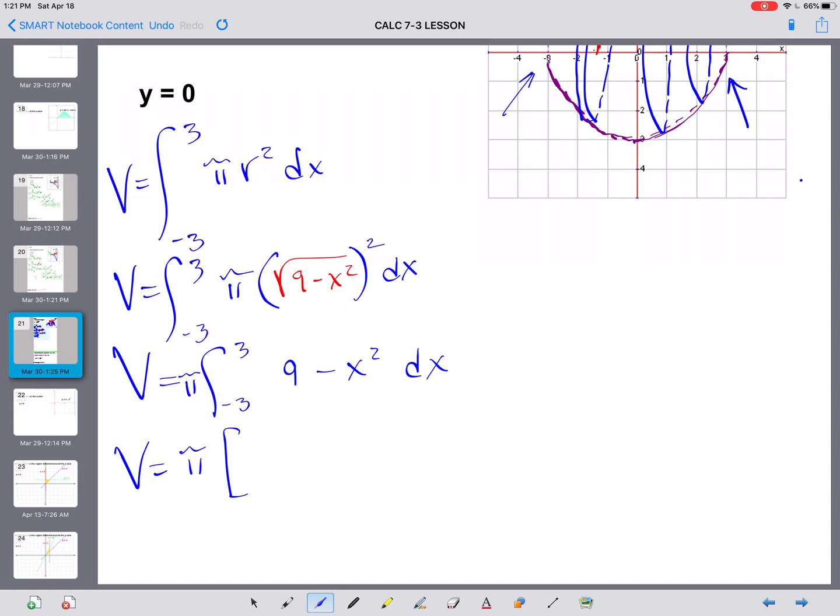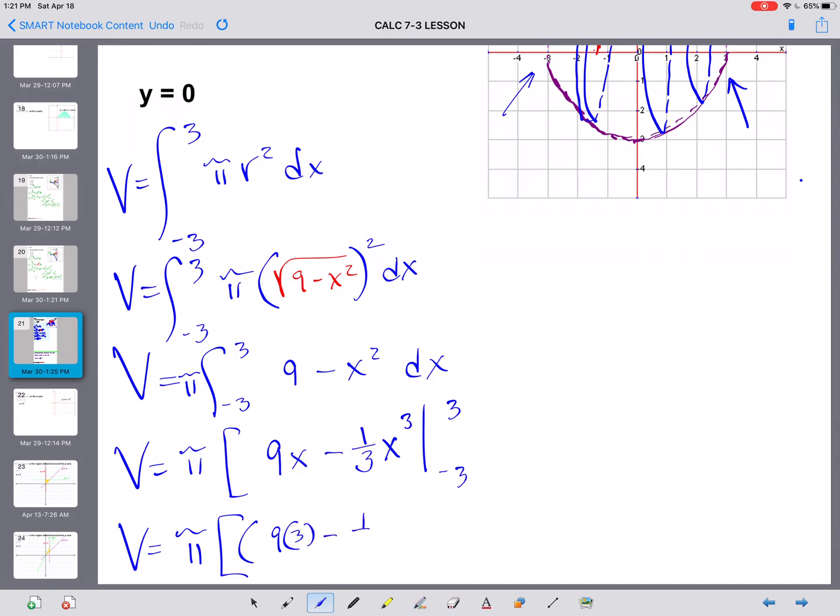What's the antiderivative of just 9? Yeah, it's 9x. Antiderivative of minus x squared? Yeah, it's going to be x to the third. What number in front? Yeah, -1/3. Straight evaluation bar, -3 to 3. Let's plug them in. Here it is, pi. Let's plug in the 3 first. So we got 9 times 3 minus 1/3, 3 cubed. Big minus. Now let's plug in the -3: 9 times -3 minus 1/3, -3 cubed.